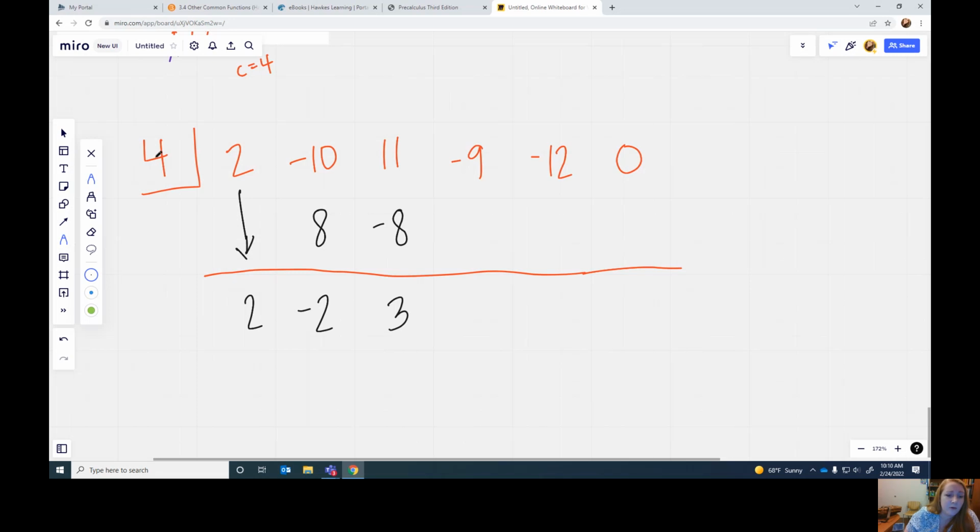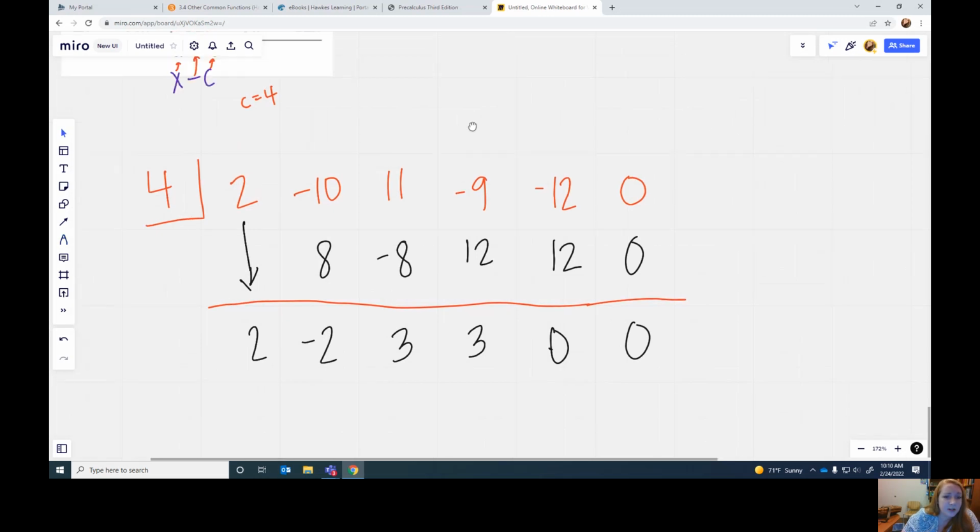Multiply again. 4 times 3 is 12. Negative 9 plus 12 is 3. 4 times 3 is 12. Perform the operation. Negative 12 plus 12 is 0. 4 times 0 is 0. 0 plus 0 is 0. All right, now we can jump into writing our answer. I'm going to scoot up here, look at our dividend.